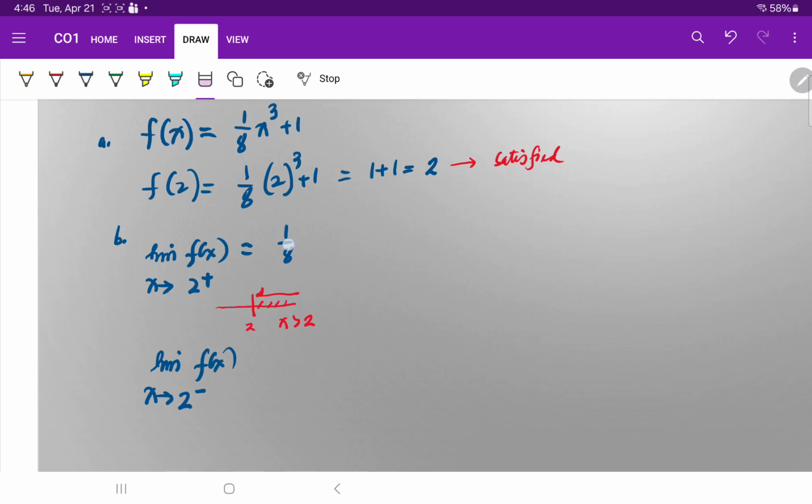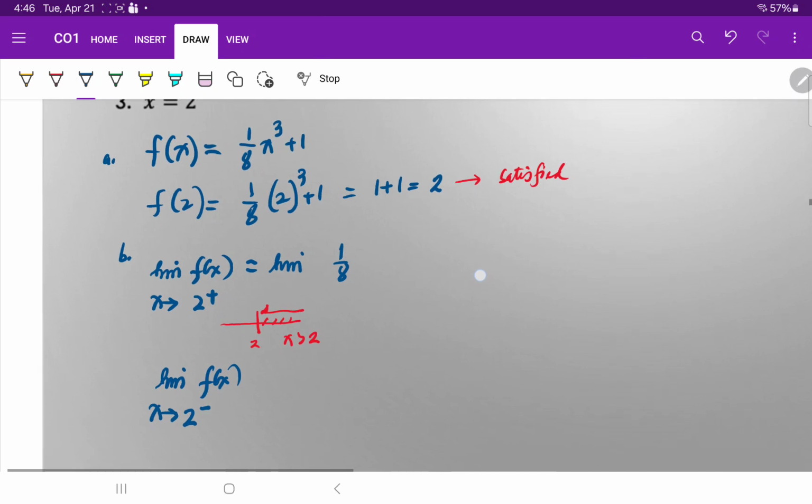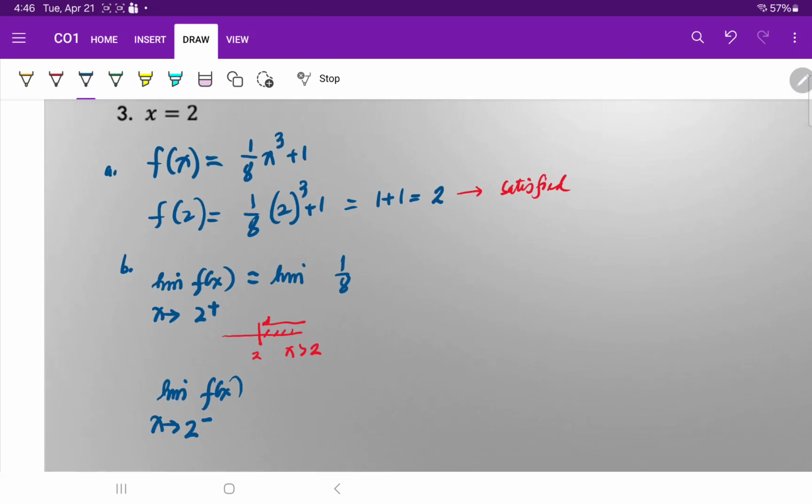We have to write it first. We need to find the limit of 1 over 8 of x cubed plus 1 as x approaches 2 coming from the right. So that will give you 1 over 8 times 2 cubed plus 1. And that gives you 2 also.